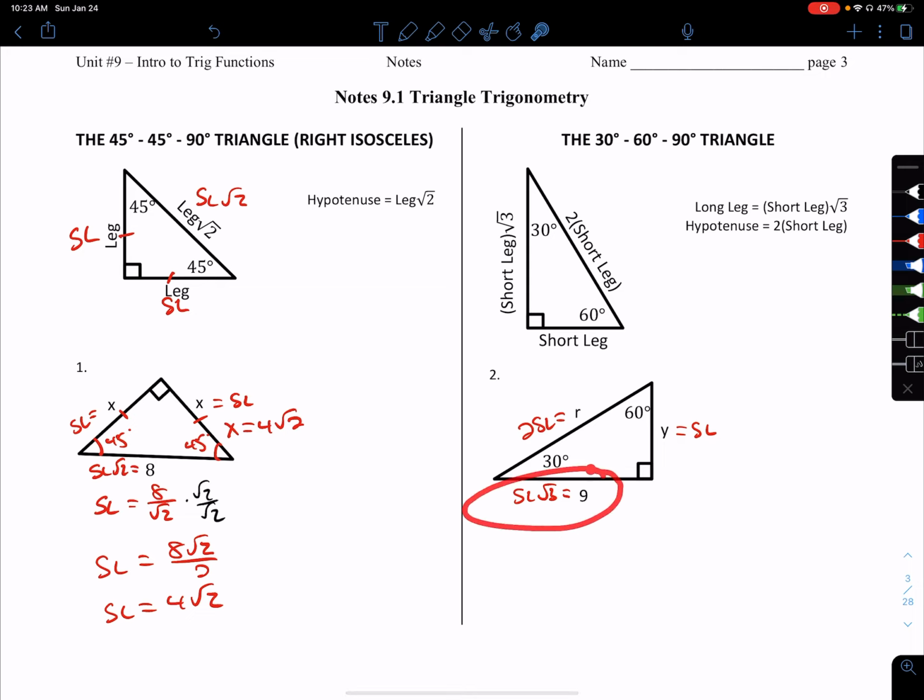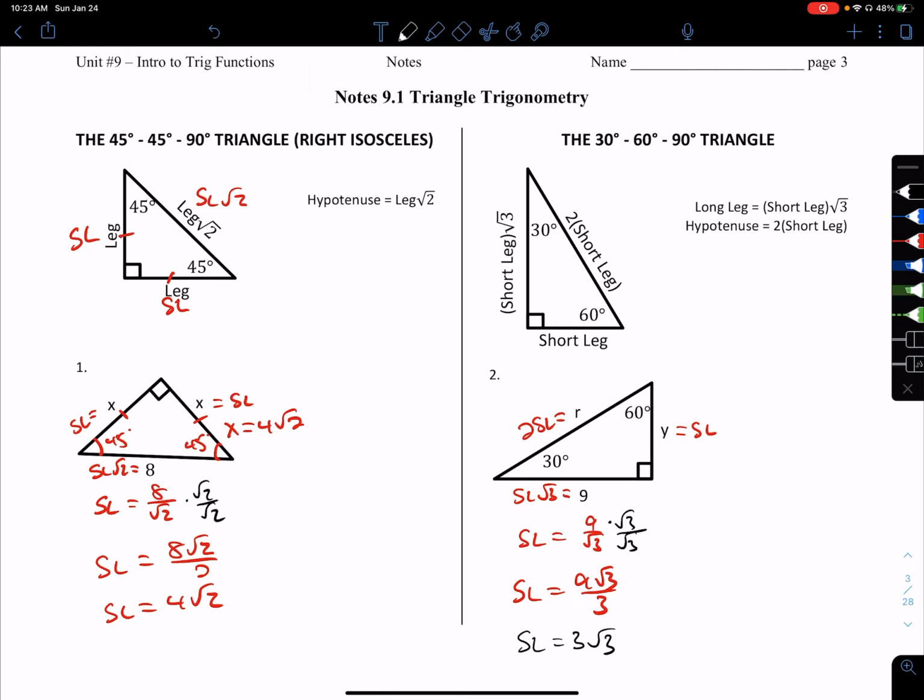Now, the short leg times the square root of 3 is the only equation that we have in which it's equal to a number. So I'm going to divide both sides by the square root of 3, trying to get the short leg by itself because that's our variable. Rationalize the denominator by multiplying it by 1 in the form of square root of 3 over square root of 3. That's going to give us 9 square roots of 3 divided by 3. Both the 9 and 3 are outside of the radical, so we can divide those both by 3 and get the short leg is 3 square roots of 3.